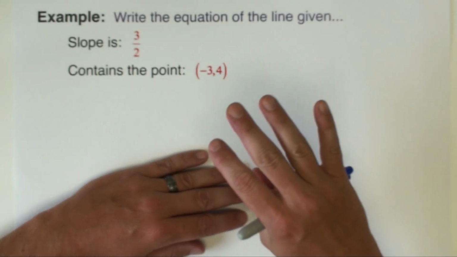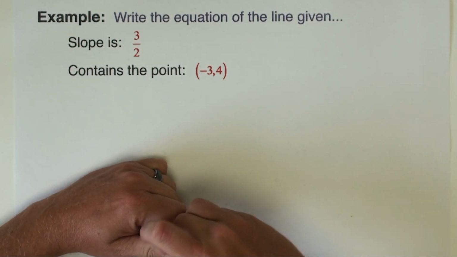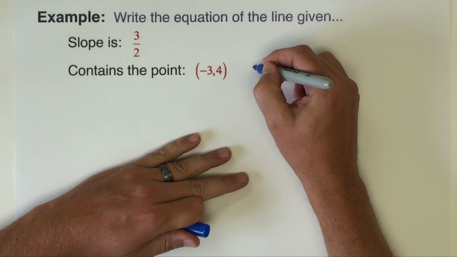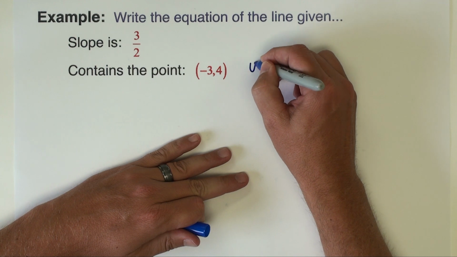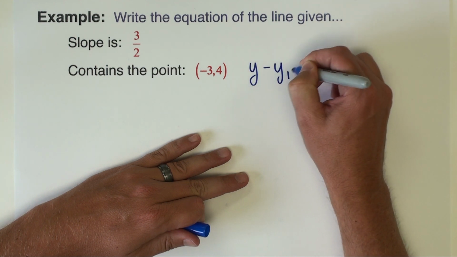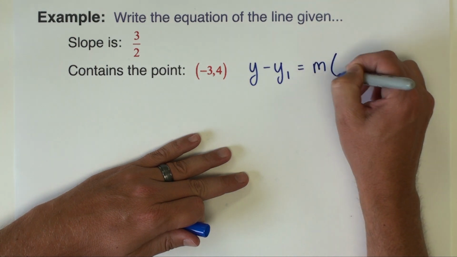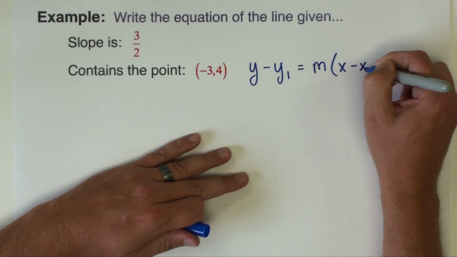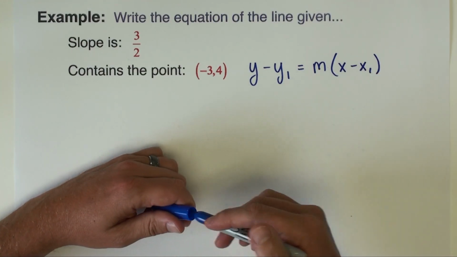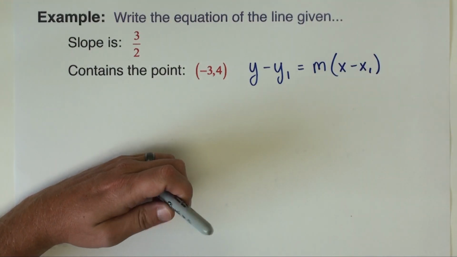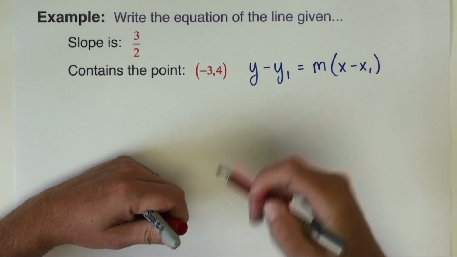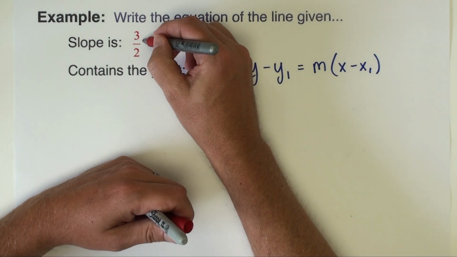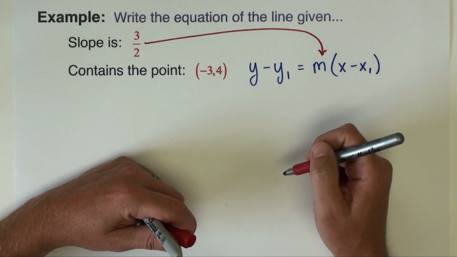But I don't want to spend the time graphing this. Instead, I'm going to use just an algebraic approach, and I'm going to do this point slope equation. This y minus y1 equals m times quantity x minus x1.